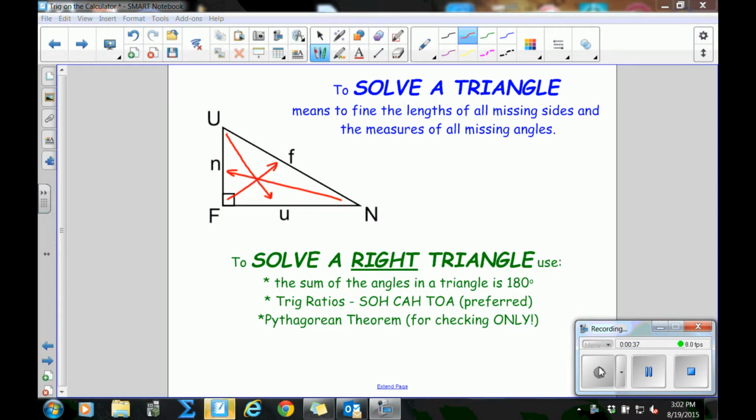When we're solving a right triangle, we want to remember some facts. All of the angles in a triangle add up to 180 degrees, which means if there's one right angle, the other two angles would have to add up to 90. That way 90 plus the right angle, 90, is 180. We will primarily use trig ratios, so that's our preferred method, and we'll save the Pythagorean theorem for a last resort. I'll explain as we go through some of the examples.